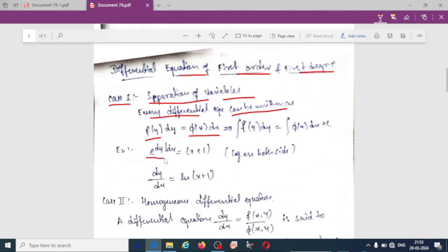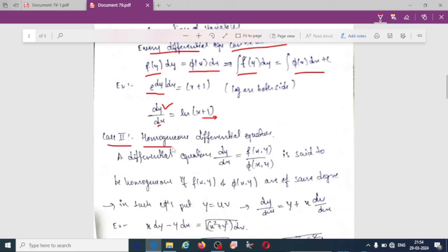So for example, if we have e^(dy/dx) = x + 1, first you can take the log on both sides and write dy/dx = ln(x + 1). Then you can separate the two terms, f(x), and take dx to the other side. Then you can write dy = ln(x + 1) dx and take the integration of both functions. Then you can solve. Like that you can solve the problems related to separation of variables.